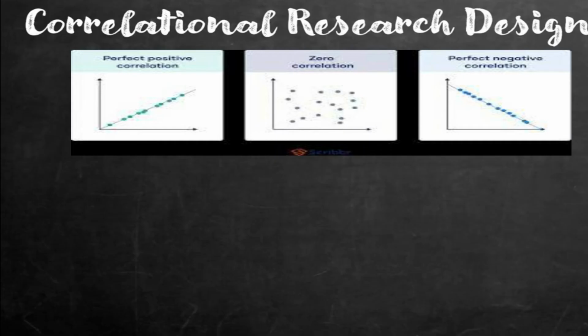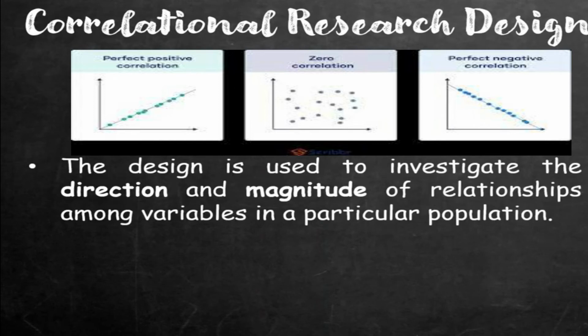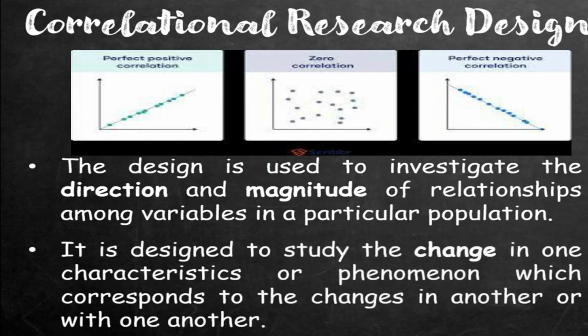Correlational research design. The design is used to investigate the direction and magnitude of relationships among variables in a particular population. It is designed to study the change in one characteristic or phenomenon which corresponds to the changes in another or with one another.